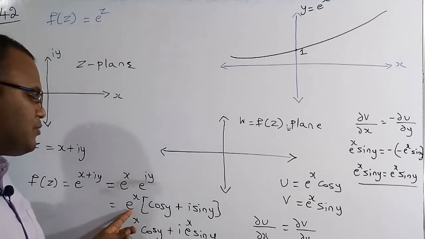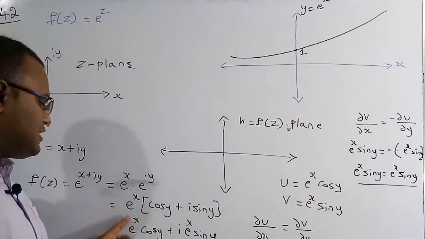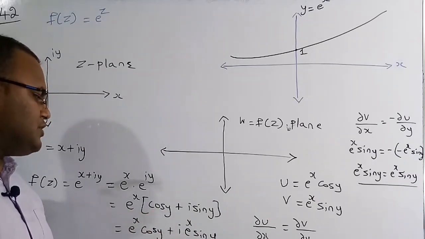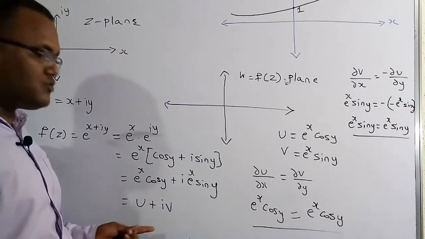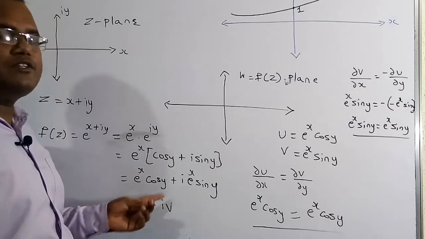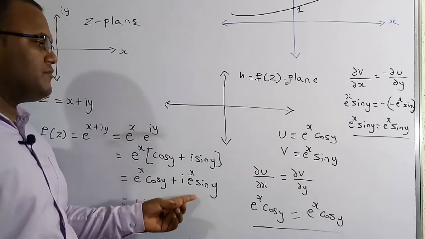So if I take the e to the power of x inside, I am going to get e to the power of x into cos y plus i into e to the power of x into sin y. So the general format, which is u plus iv, so therefore u is equal to e to the power of x cos y and v is equal to e to the power of x sin y.